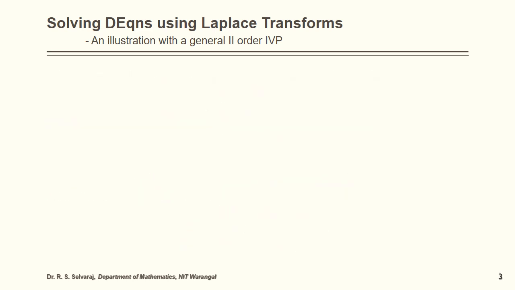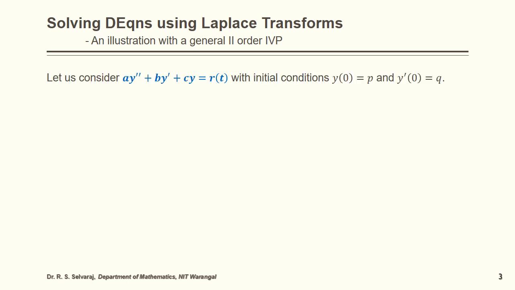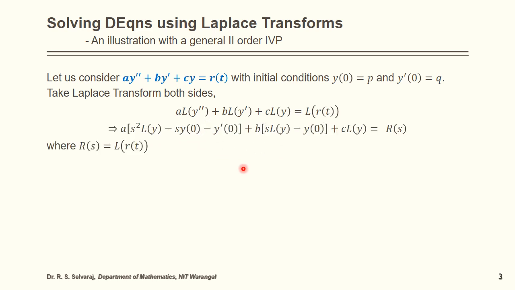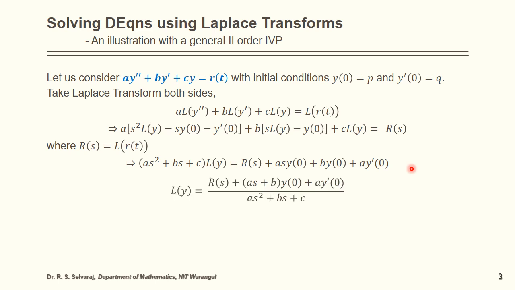As I said earlier, I will take a second order linear differential equation with the constant coefficients a, b and c, and let us take Laplace transform on both sides so that we will get an expression like this. We will substitute for L of y double dash and L of y dash, and we will get this, where R of s is the Laplace transform of R of t. We will simplify this expression further and we will arrive at this expression for L of y.